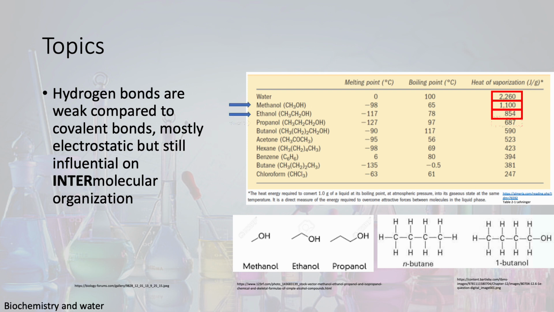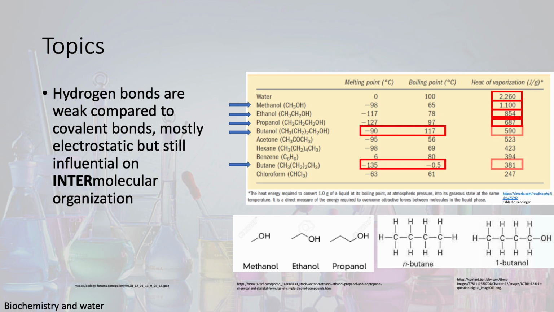Methanol, ethanol, propanol, butanol. And you can see again, as we make that hydrocarbon tail longer and longer, the strength of the intermolecular forces, or the strength of those hydrogen bonds, actually decreases. Now, if we compare butanol to butane, so butanol over here on the right versus butane that has no oxygen, hydrogen, or alcohol group on the end, it can't undergo hydrogen bonding. So we see a large drop off from 590 to 381. Our boiling point falls very dramatically from 117 down to negative 0.5.